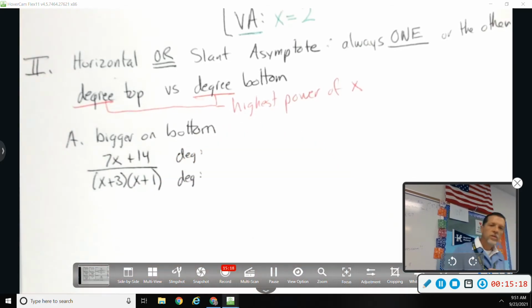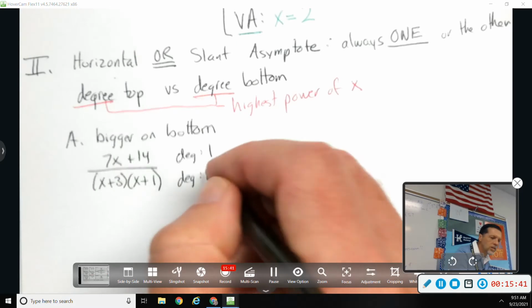Well, what's the degree of the top? 1. X to the first, so degree is 1. Degree of the bottom sometimes throws people off because they're like, well, the highest power of x you wrote down is 1. And that's kind of right. But if we multiplied it out, what's the degree of the bottom? 2. So be careful if it's factored.